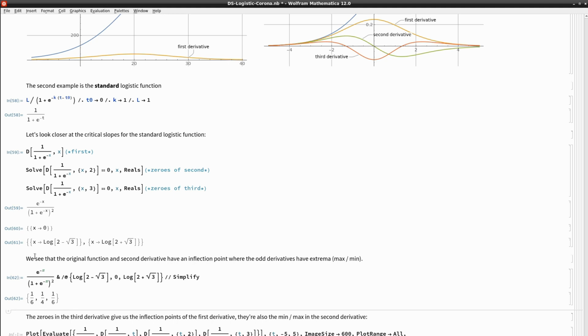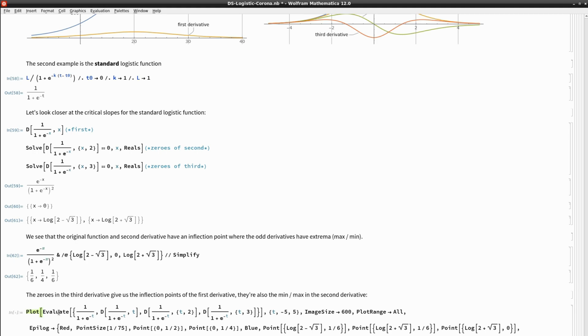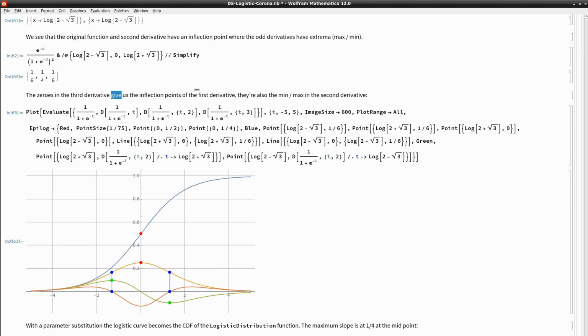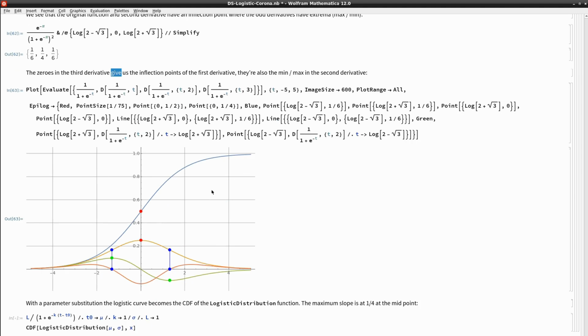These are the points where the odd derivatives have extrema. So let's plot the whole thing. The zeros in the third derivative give us the inflection points of the first derivative and also the min-max of the second derivative. And we're seeing that here.